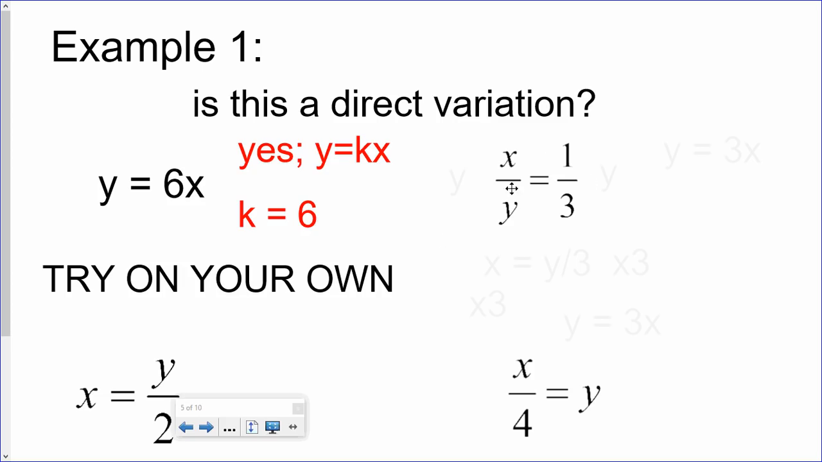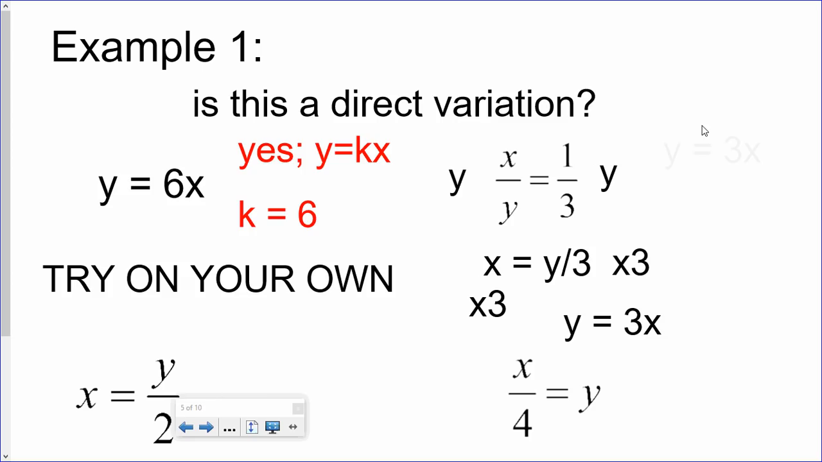This guy, I need to get y by itself. So to get y out of the denominator, I'm going to multiply both sides by y. So now I have x equals 1/3 y, but I just wrote it as y over 3, because that's a little bit easier than dealing with a fraction. And then I just multiply both sides by 3 to get y by itself. So now I have y equals 3x. So y equals 3x is in the form of y equals kx, where k would be 3.